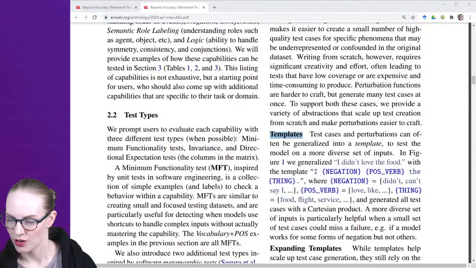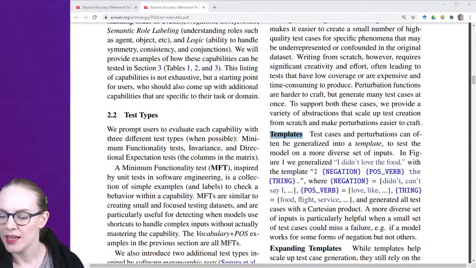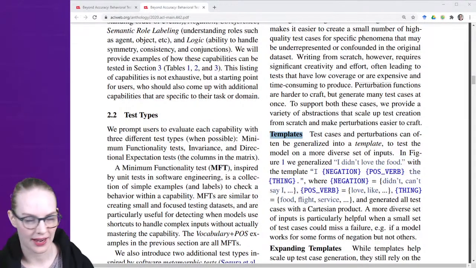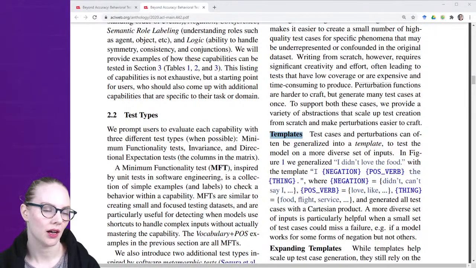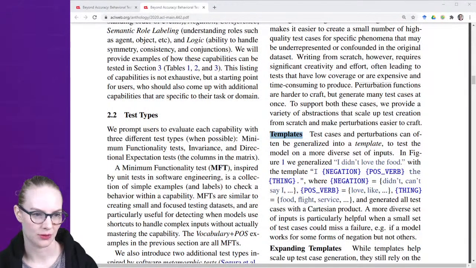Test cases and perturbations can often be generalized into a template to test the model on a more diverse set of inputs. In figure 1, we generalized "I didn't love the food" with the template "I {negation} {positive verb} the {thing}", where negation was something in the set didn't, can't say I, etc. Positive verb was something in the set of love, like, etc. And thing was in the set food, flight, service, etc. So they had a list of words for each of these slots, and I'm guessing, generated all test set cases with a Cartesian product. So they just used all the combinations.